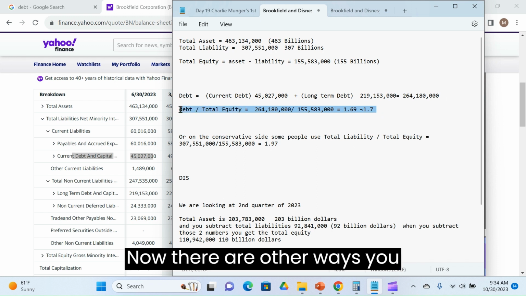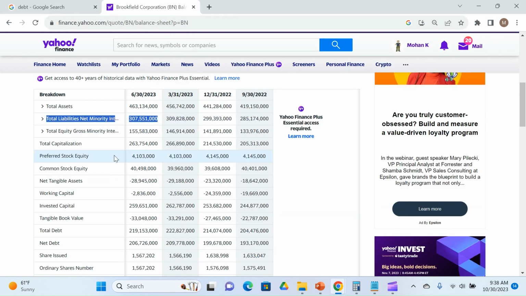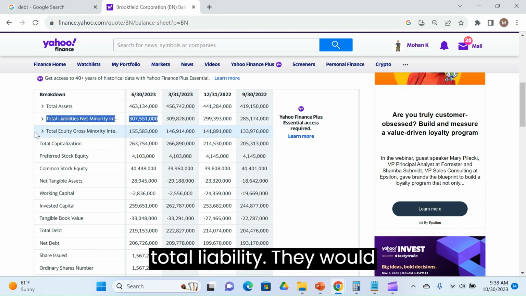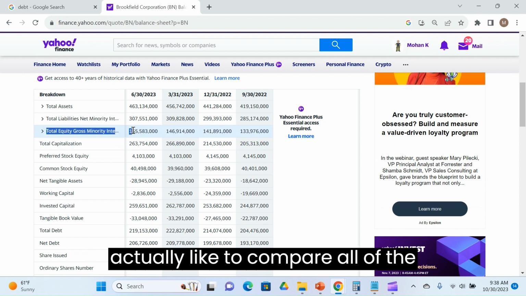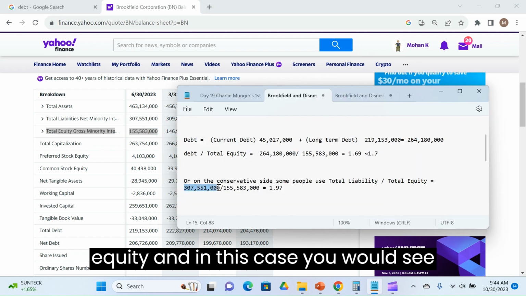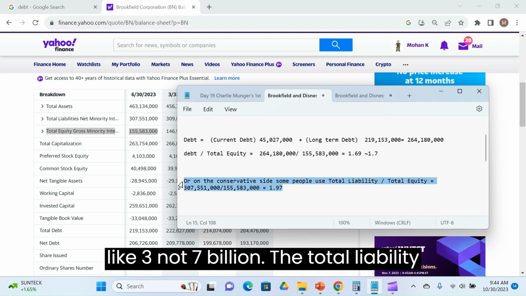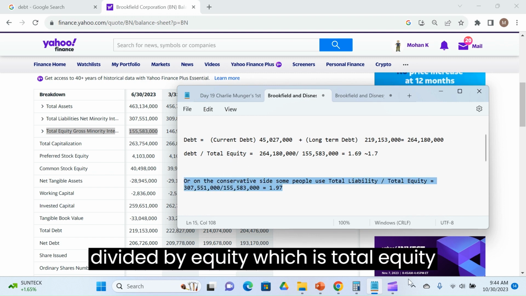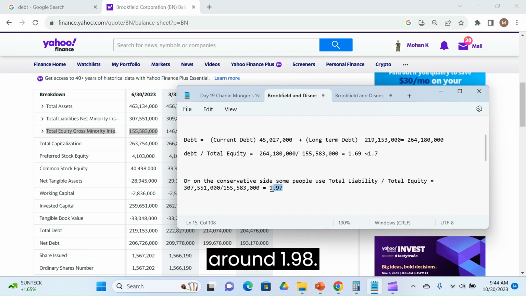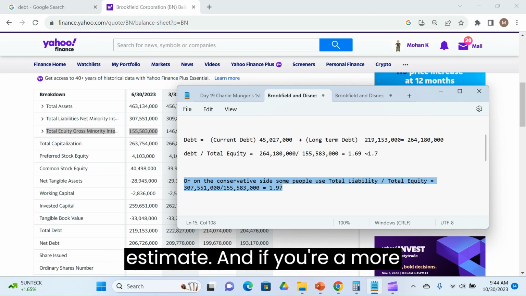Now there are other ways you can look at the debt to equity ratio. Some people like to use the total liability. They would like to compare all of the liabilities against the equity. In this case, you would see you got like 307 billion, the total liability, divided by total equity, which is 155 billion. The ratio comes around 1.98. And that's a little bit of a higher estimate.